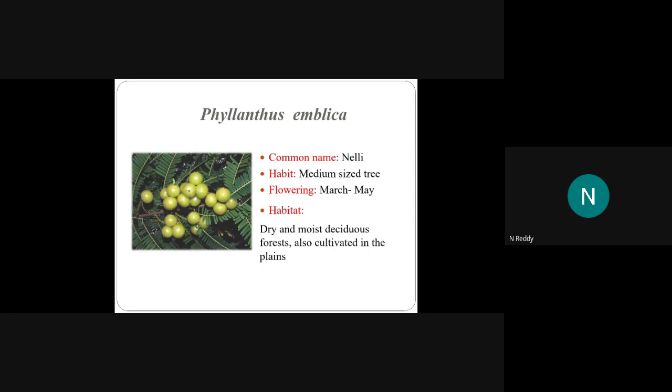And Amla, in Kannada we call it Nelli, Phyllanthus emblica. It is a very popular crop. You must be knowing, used in Ayurvedic medicines. This flowers during March, April, and May. It can be grown in dry regions. It is not suitable for hilly zones, that is Western Ghats and Eastern Ghats, or in Himalayan regions. It is suitable mostly for dry regions.